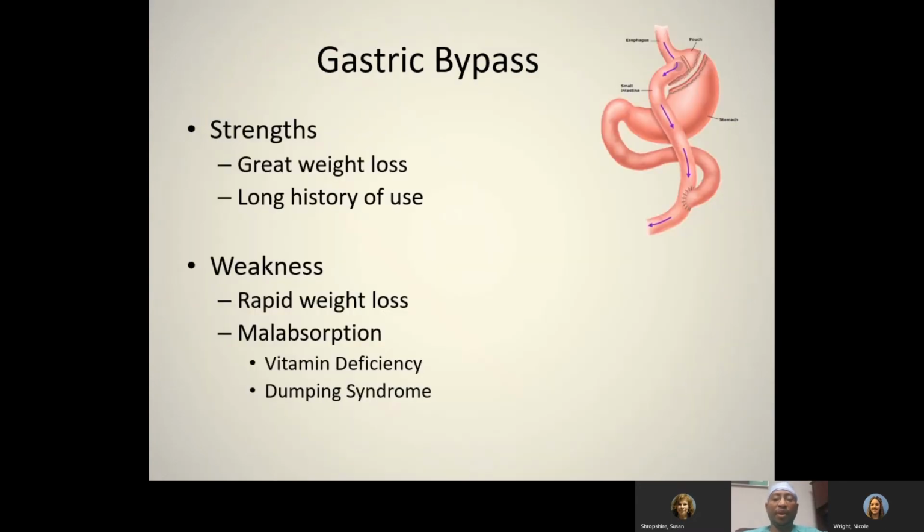So benefits of the bypass, it also works. It's been around the longest of the procedures. They've been doing it since about the 60s, I believe. But it does have some downsides. The weight loss can actually be too much because we're changing the way your body's processing or absorbing the food. It doesn't absorb enough of the vitamins, especially certain vitamins that are absorbed in the part of the stomach we're skipping, people can get deficient in.